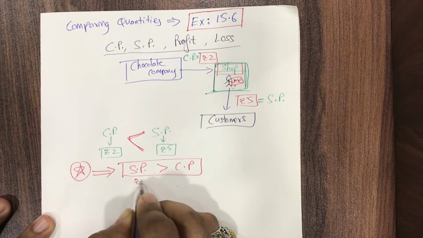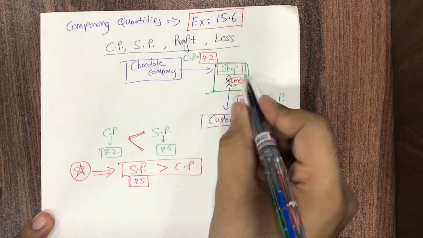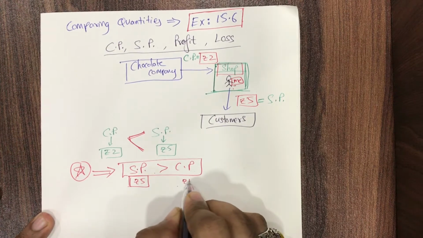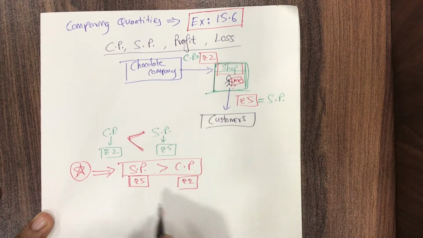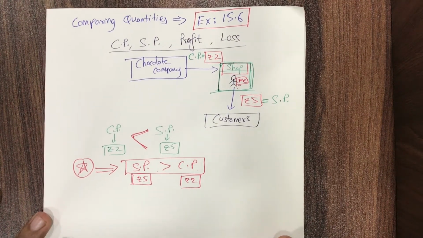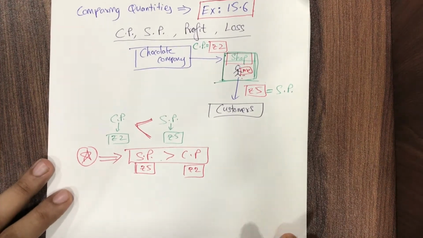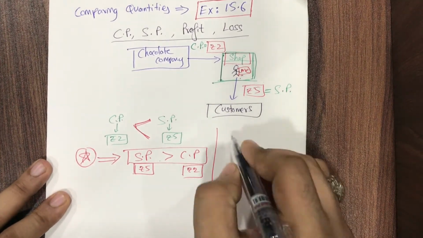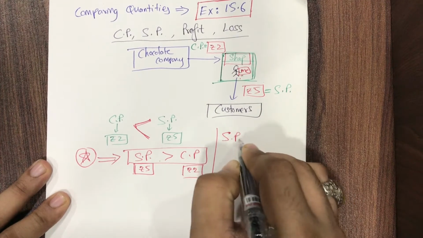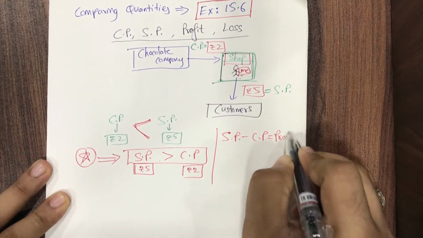I sold the chocolate at rupees 5 and I was receiving it from the chocolate company at rupees 2. So my selling price was greater than the cost price. Okay, so can I say I am definitely in a profit? I will earn some money. So how much money will I earn? The money earned by me will be what? Selling price minus cost price, and this will give me profit.